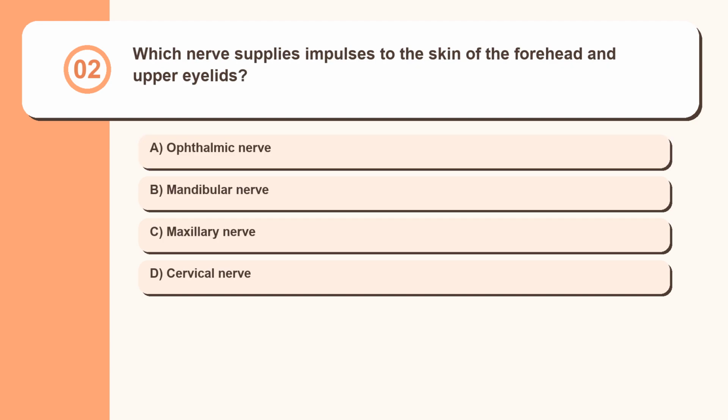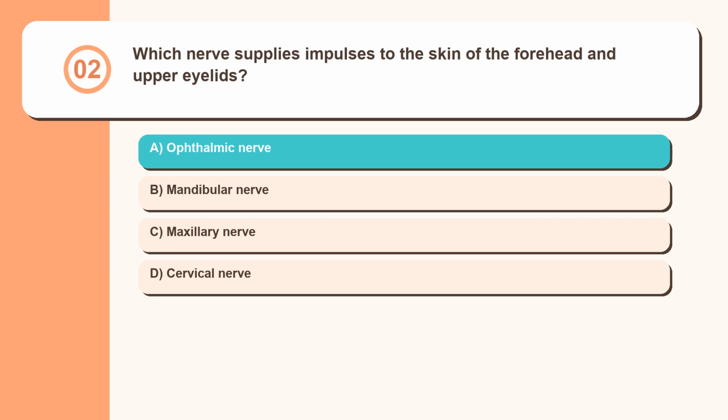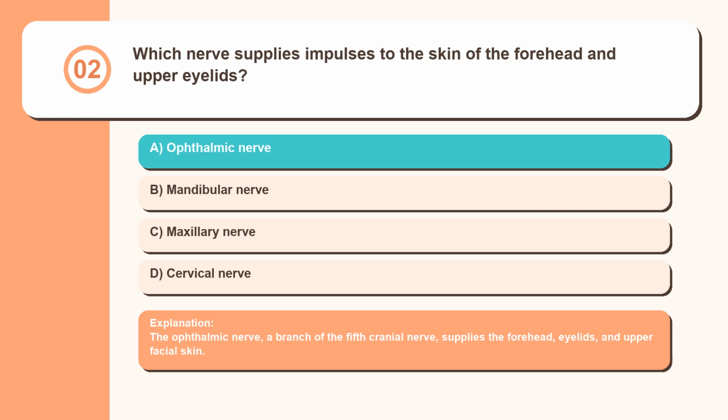Question 2. Which nerve supplies impulses to the skin of the forehead and upper eyelids? Ophthalmic nerve, mandibular nerve, maxillary nerve, cervical nerve. The ophthalmic nerve, a branch of the fifth cranial nerve, supplies the forehead, eyelids, and upper facial skin.